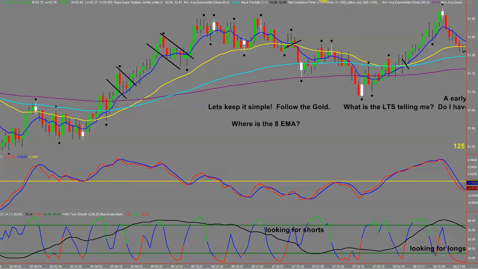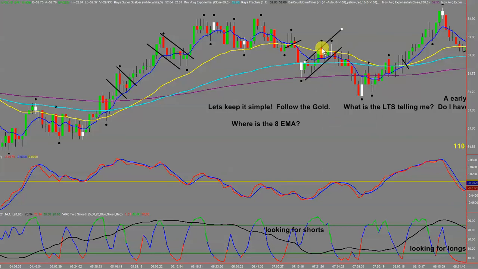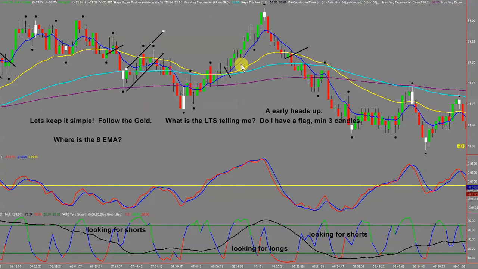Then you want to look for your bears. So we've got one over here. Let me just do a parallel line for you, and you can see there's your little flag. So we're selling the break of this flag. Now then we come up to this further move here. We don't have any flags, so you've got a straight T20. You can see here you had a 200B.